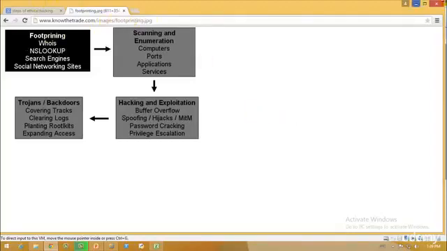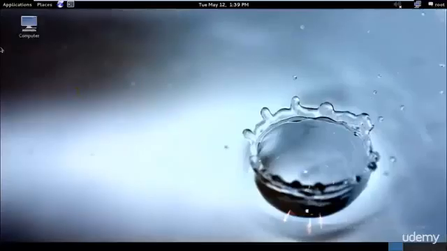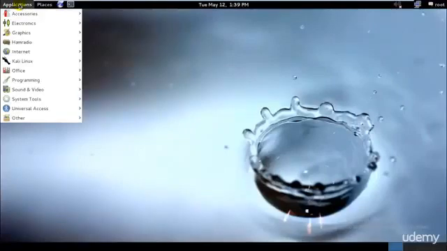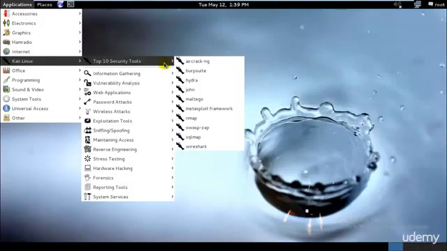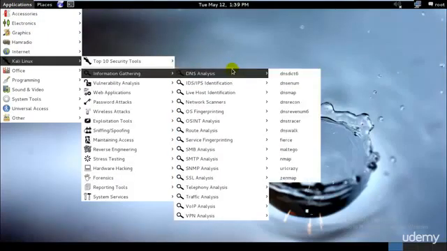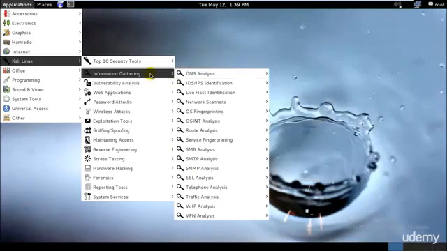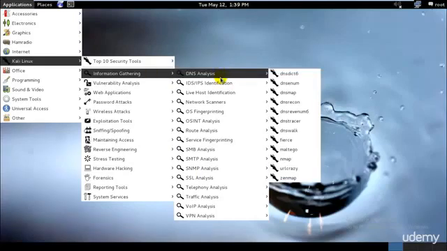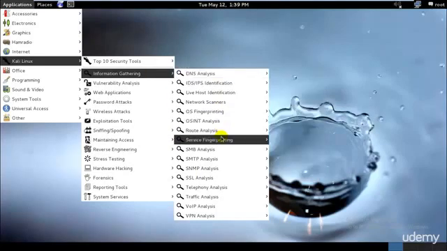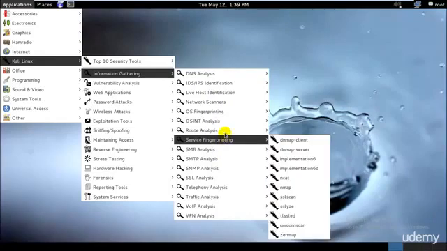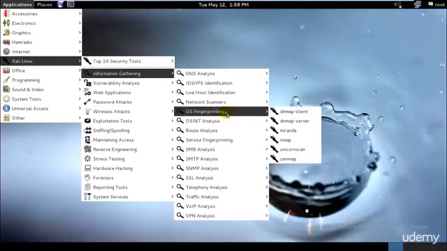So let's take a first look at footprinting. Let's take a look at the footprinting tools we have, and after that I will explain what footprinting is. As you can see, these information gathering tools are also known as footprinting tools. We have loads of things here: service fingerprinting, routing analysis, OS fingerprinting for gathering information about a related OS, and loads of other stuff.